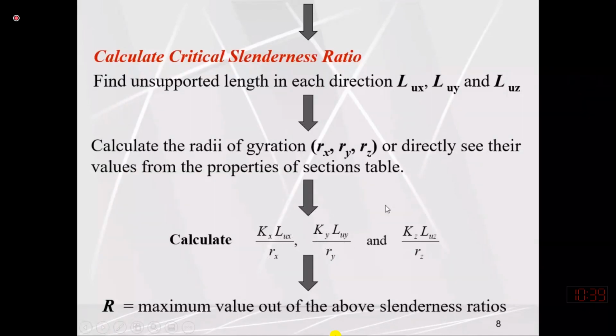So the critical slenderness ratio will be the one which is maximum out of these two. If the slenderness ratio is more about y-axis, the section will tend to buckle about y-axis. If the slenderness ratio is more about x-axis, then the section will tend to buckle or bend about x-axis. So the maximum value out of these two will be our critical slenderness ratio, and that should be less than 200.